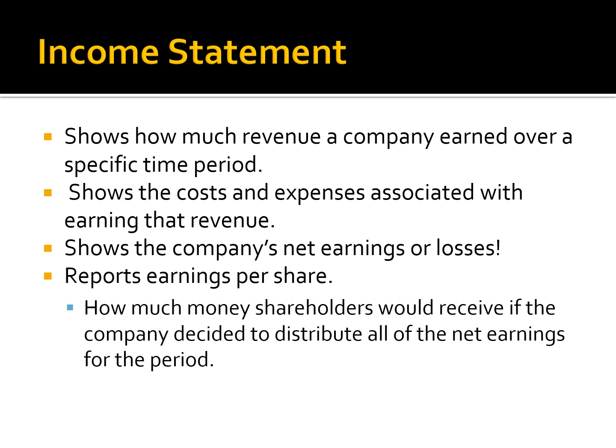Next, we'll talk about the income statement. The income statement shows how much revenue a company has earned over a specific period of time and the costs and expenses associated with earning that revenue. Basically, it shows the company's net earnings or losses. Then we have reports of the earnings per share, and this is how much money shareholders would receive if the company decided to distribute all of the net earnings for the period.